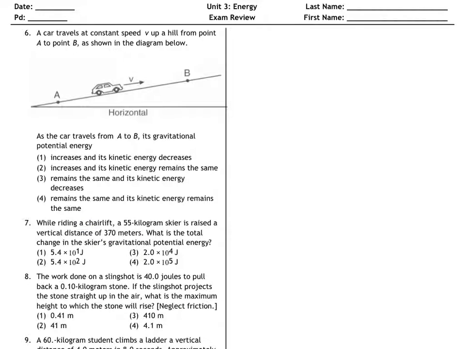So in number 6, we have a car that's traveling at constant speed up a hill. And as it goes up the hill, you are gaining height, which means that you have a change in potential energy, which is increasing. So you're getting more potential energy. But it's also moving at constant speed, which means that your kinetic energy is constant. So in that case, our answer choice would be that gravitational potential energy increases and kinetic energy remains the same.